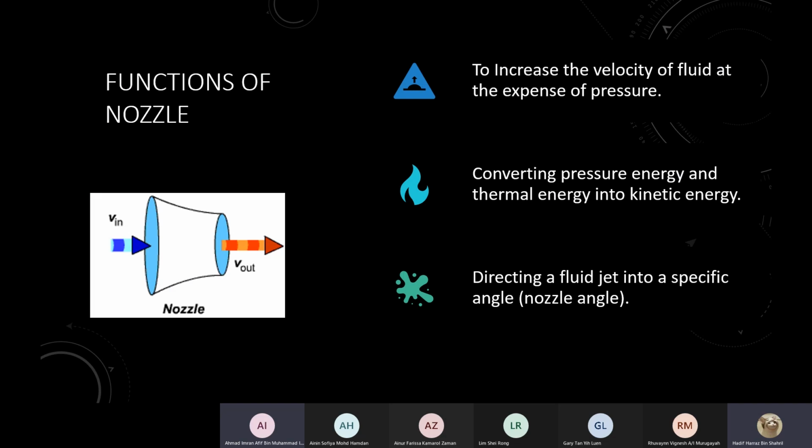Now, I'm going to explain about the function of the nozzle. So first thing first is it's to increase the velocity of the fluid at the expense of pressure. Next, it's to convert pressure energy and thermal energy into kinetic energy, and lastly, to direct fluid jet into a specific angle, or it is called as nozzle angle.